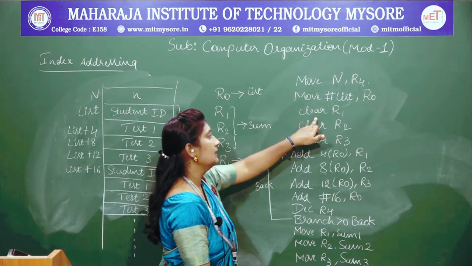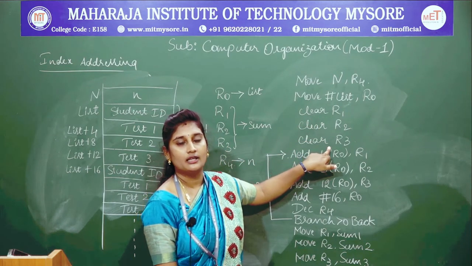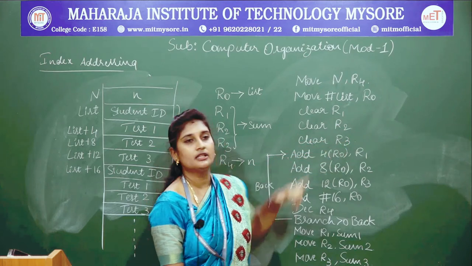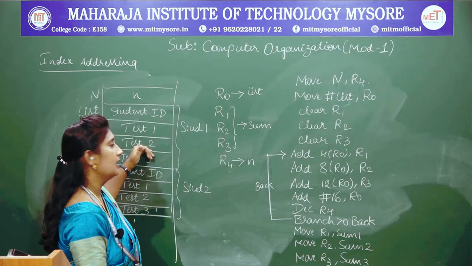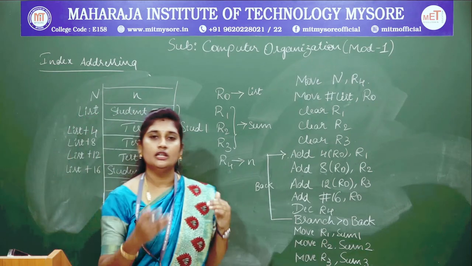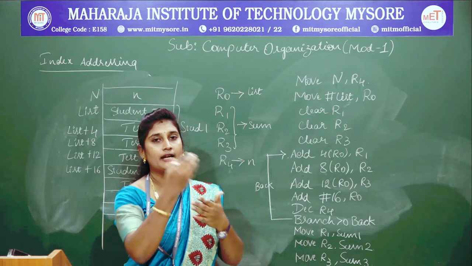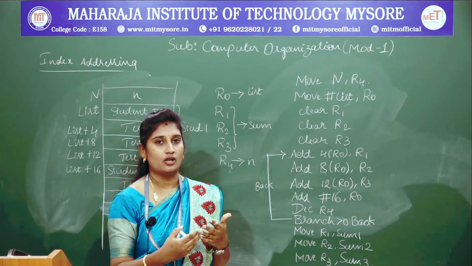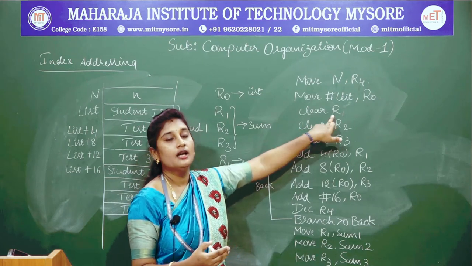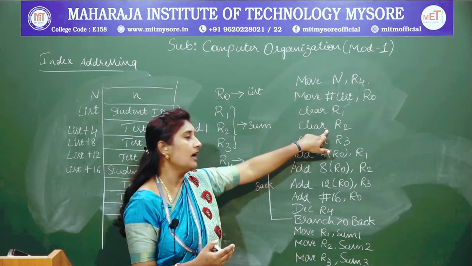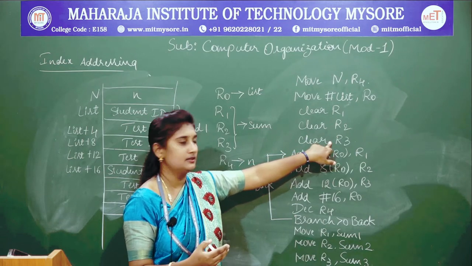Fine. Next, clear R1, R2, R3. Why am I clearing? Because the R1, R2, R3 registers are holding the test values of test 1, test 2, test 3. So initially all these three registers will be cleared to 0, and as the instructions get processed, the test 1 marks go into the R1 register, test 2 marks get fit into your R2 register, as well as test 3 into the R3 register.